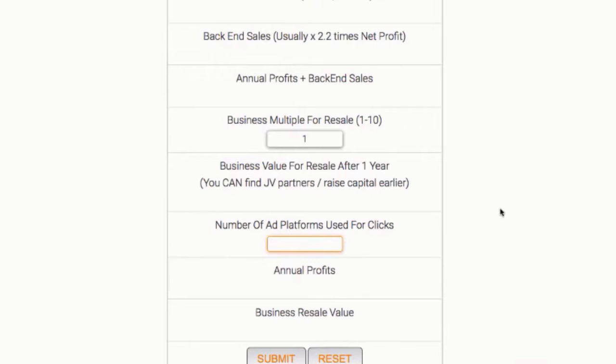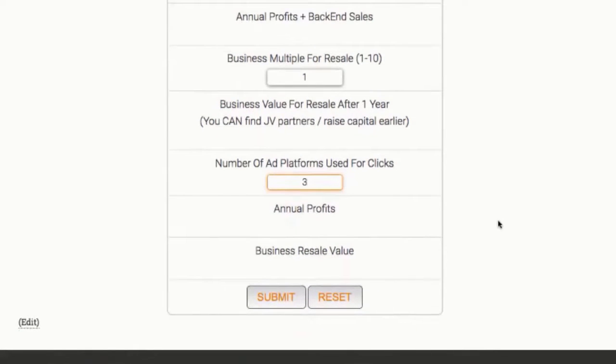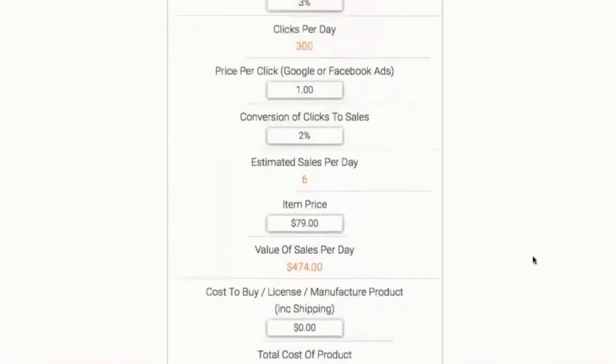There's obviously lots of others. There's remarketing, there's AdRoll, there's all sorts of other places where you can advertise. You could advertise with solo ads, and you can do joint venture opportunities whereby your ad gets shown on someone else's thank you page, for example. Let's just be conservative and say we're going to use 3 ad platforms. Okay, so what we want to do now is click the submit button and see what the numbers say. See if our business is likely to be profitable.